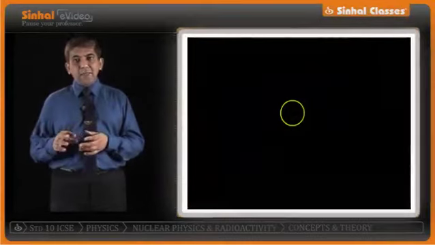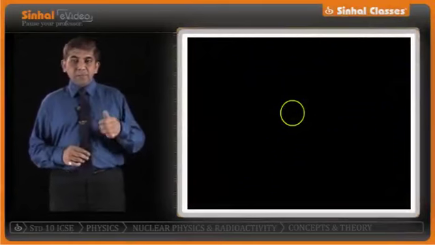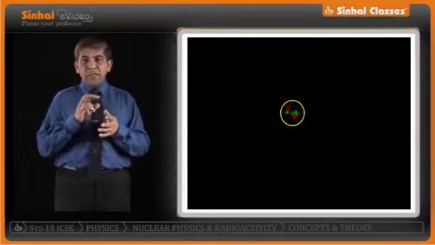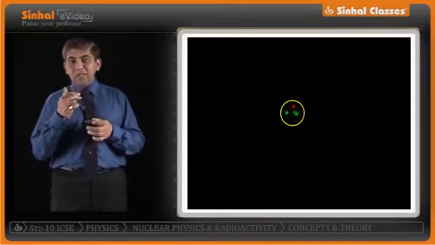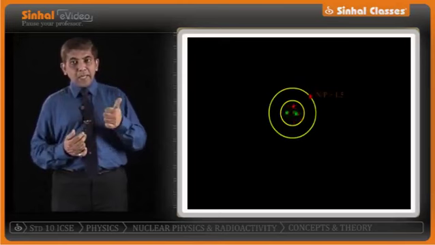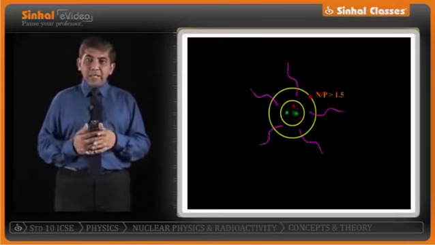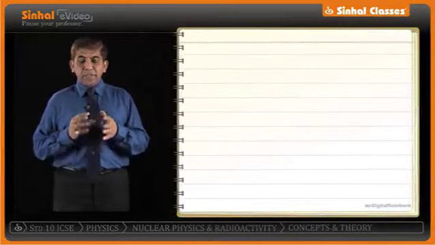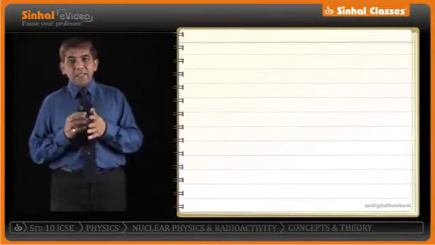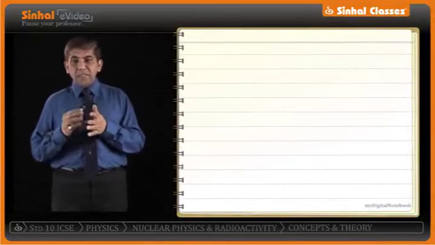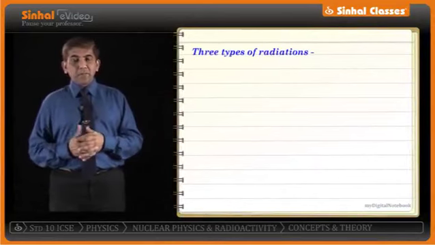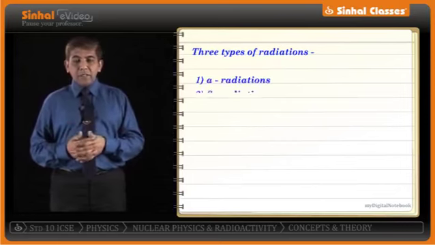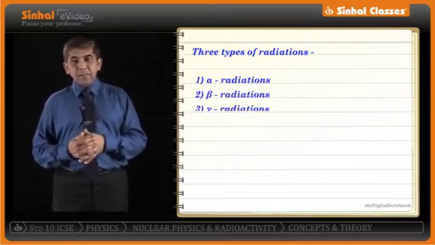The condition for such substances to exhibit radioactivity is the neutron-proton ratio, that is, the constituents of the atom. If the number of neutrons exceeds the number of protons by a ratio of 1.5, then we say that the substance is radioactive. This substance being radioactive definitely disintegrates to give three types of basic radiations. The first is alpha radiations, second beta radiations, and third gamma radiations.